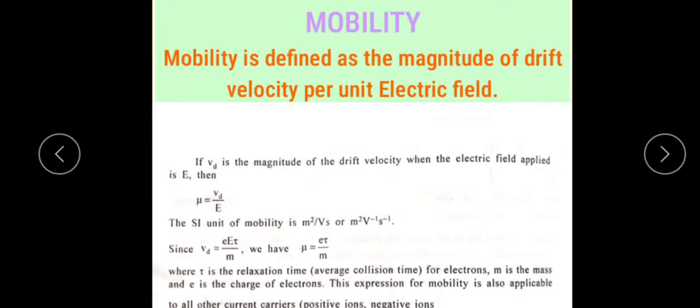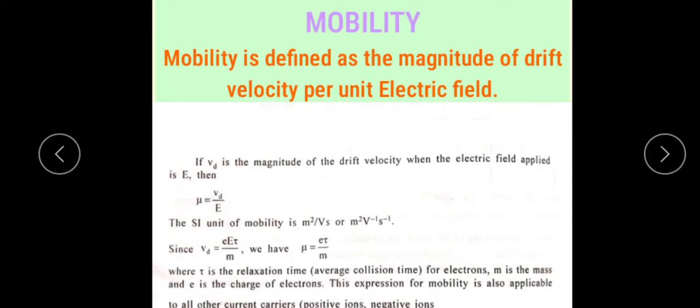We know that in the last concept we studied the drift velocity. Drift velocity is nothing but the average velocity with which free electrons drift towards the positive terminal. That is the definition of drift velocity. If Vd is the magnitude of the drift velocity and the electric field applied is E, then according to the definition, mobility is the ratio of Vd to E, the magnitude of the drift velocity per unit electric field. The expression is mu equal to Vd divided by E.